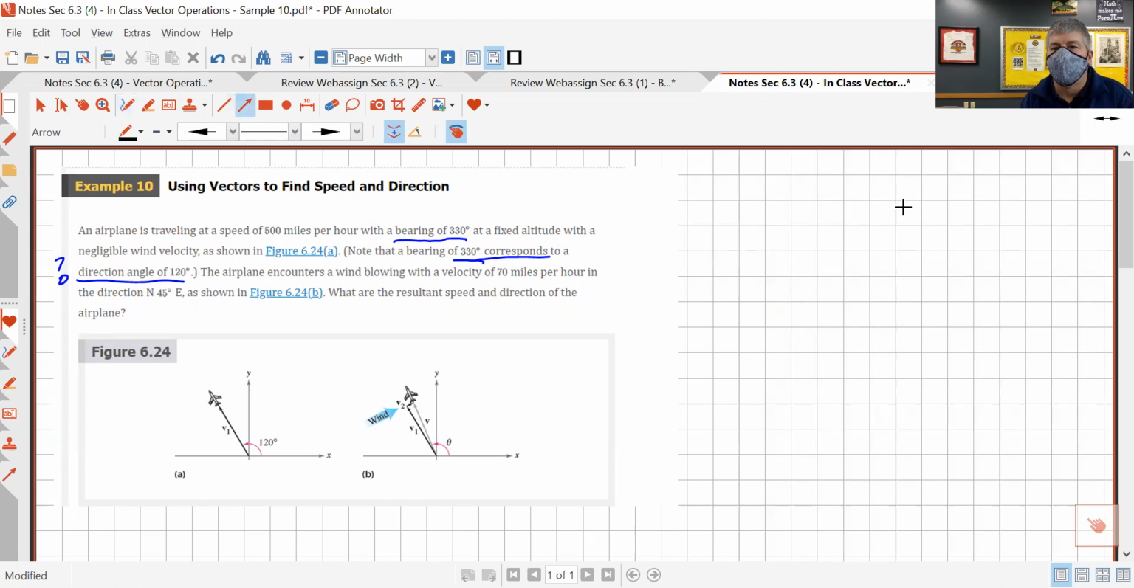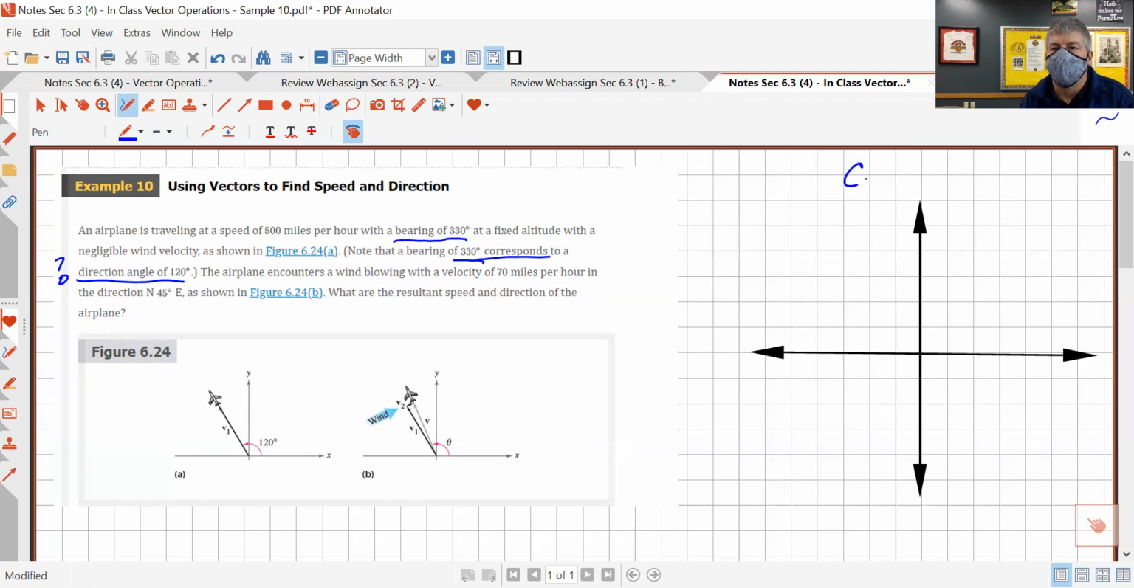Okay. And then we've got the wind blowing as well in a direction of 45 degrees northeast. So we first have to learn how a compass works, or a little bit about a compass. So if we've got a compass, it looks something like that, right? We have our quadrants, north, east, south, and west. Okay, so you scouts will probably be able to tell me what's going on here. But when we do a bearing of 330, that is compass direction.